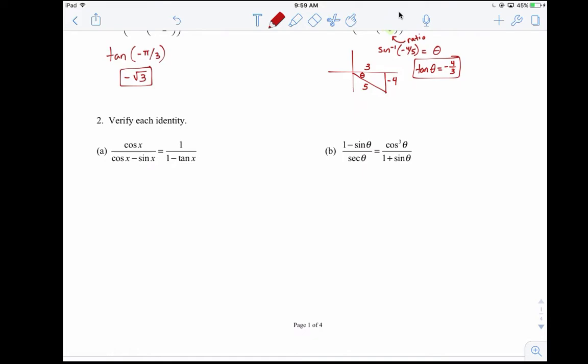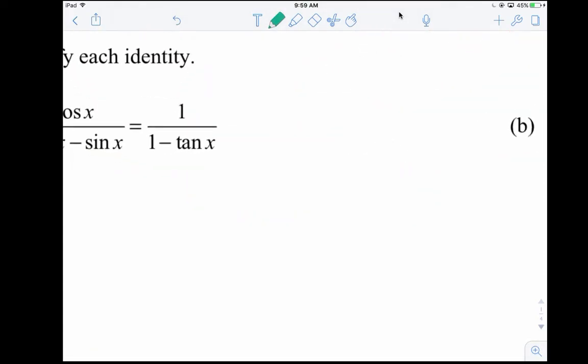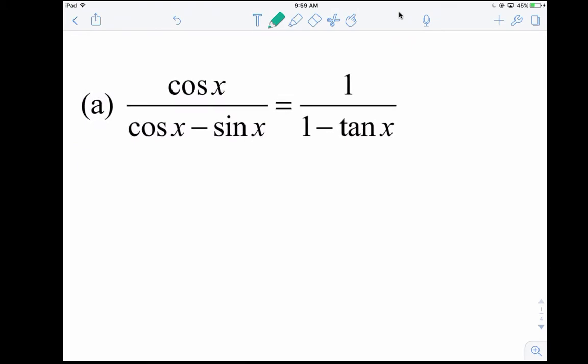All right. So just remember for proofs, obviously you want to try and do the side that is a little bit more difficult. Sometimes the level of difficulty is probably about the same, so it doesn't really matter which side you pick. So for the first one, I think you could probably do the left side, but I did it with the right side. Okay, so I changed tangent to be sine over cosine.